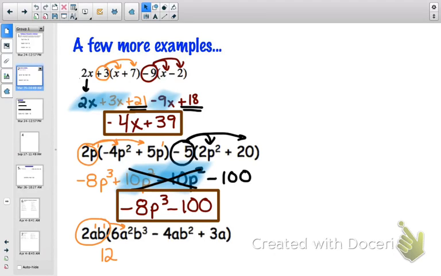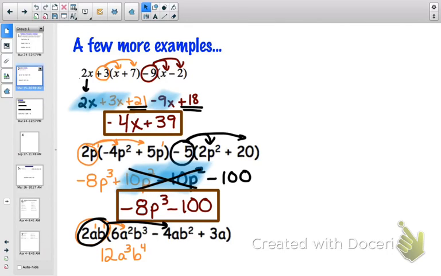My coefficients multiply to 12. 2 times 6 is 12. Now my a's, a to the first times a squared, is a to the third. Then b. b to the first times b to the third is b to the fourth. Again, adding our exponents but multiplying our coefficients.